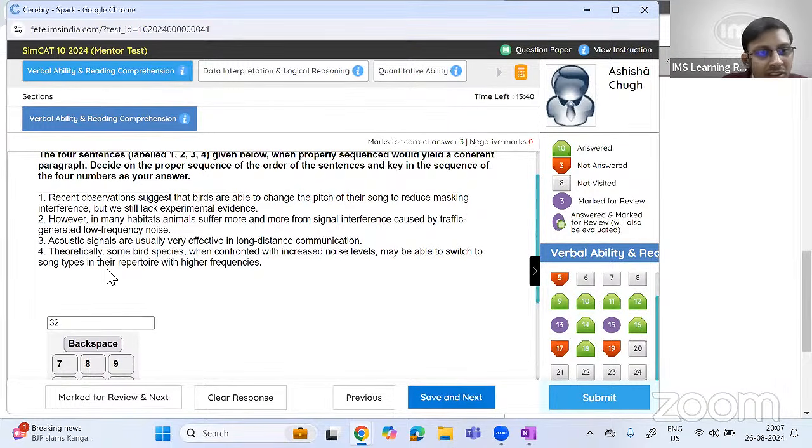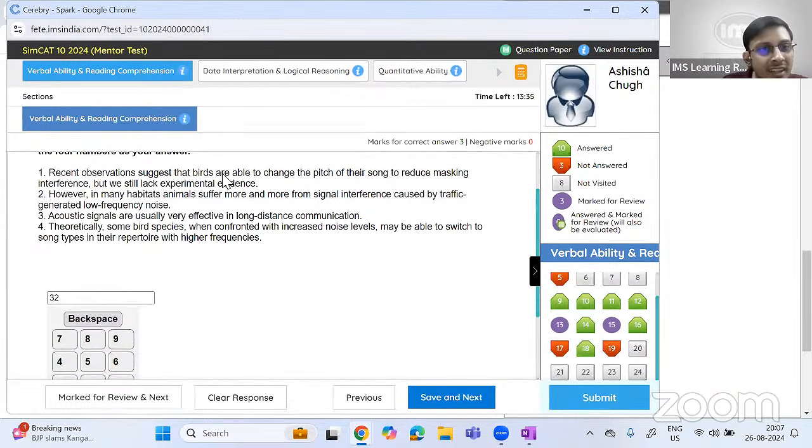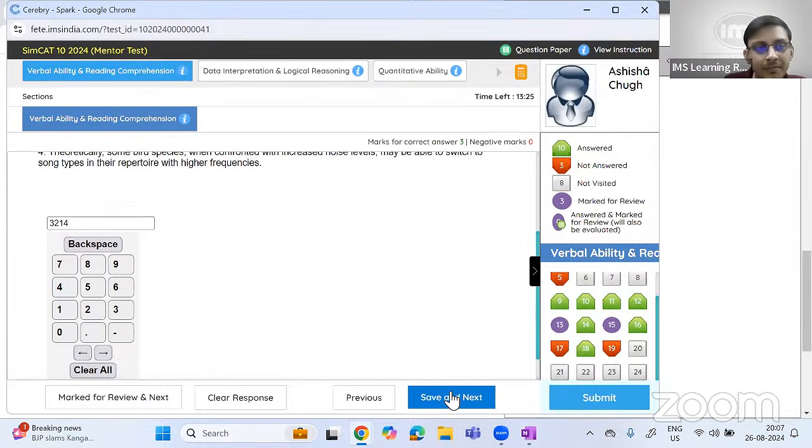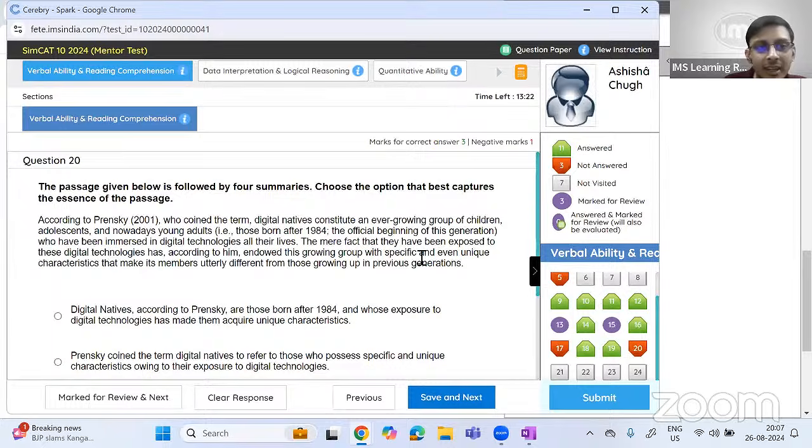Birds are able to change their pitch. Some birds, okay, I'll follow the same logic. But here we are talking generally about birds. Here we are talking about some bird species. So birds are more general in one, and some bird species are more specific. I'm not sure if this is correct, but let's go with this. No negative marking at least.